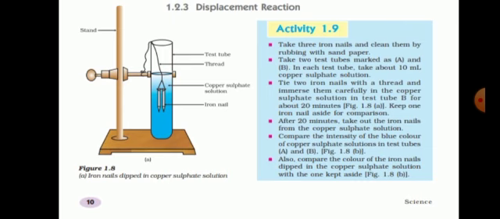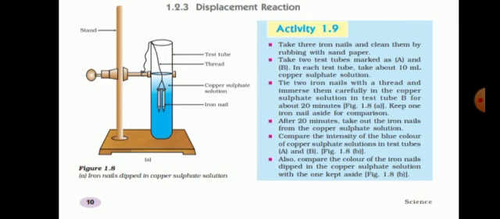So these are the required materials to perform this activity. Now let's see the steps involved. The first step here is take 3 iron nails and clean them by rubbing with sandpaper, so that you can clean the iron nails. Now the second step is take 2 test tubes marked as A and B. In each test tube, take about 10 ml of copper sulfate solution.